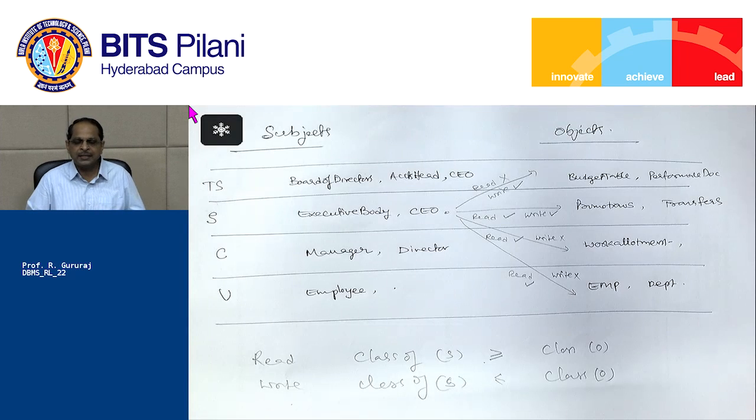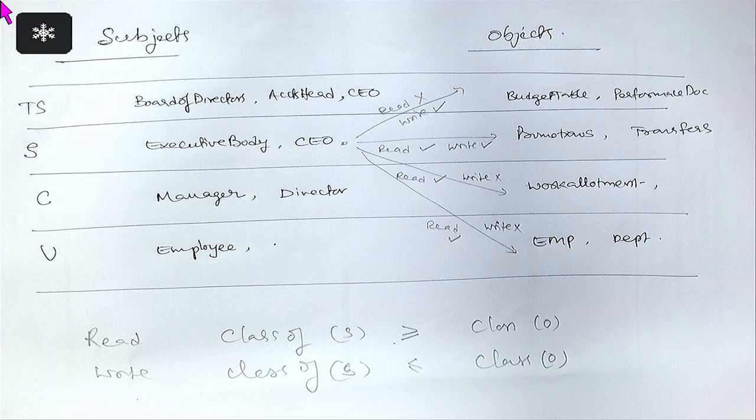Okay, let us have a look at the example. In this example we have subjects and objects, and according to this model, we have top secret class, secret class, confidential class, unclassified class. Let us have a look at the objects. For instance, we have taken budget table, performance document, promotions list table, transfers table, work allotment table, employee table, department table.